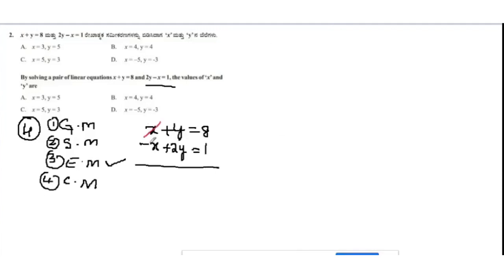So I am adding. This is plus x and this is minus x, so it is cancelled. y plus 2y is equal to 3y, and on the right hand side 8 plus 1 is equal to 9. So 3y is equal to 9, y will become 9 by 3 which is equal to 3. So the value of y is 3.